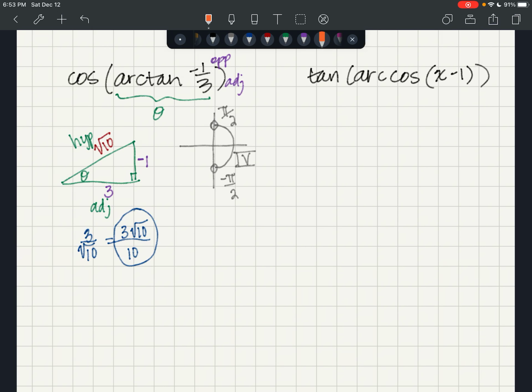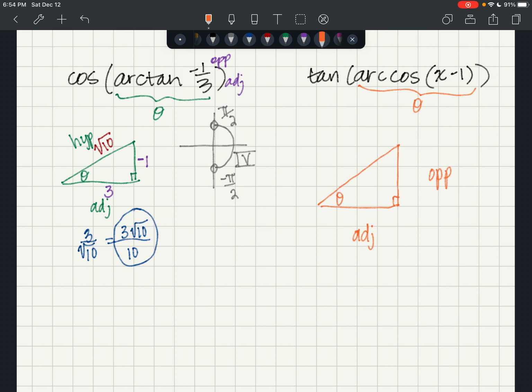Okay, in this next problem, we're going to be dealing with ratios that have variables in the numerator and/or denominator. So remember that the arc cosine of a ratio is an angle. So once again, we're looking for the tangent of theta. So the tangent of theta is going to be the opposite side over the adjacent side.